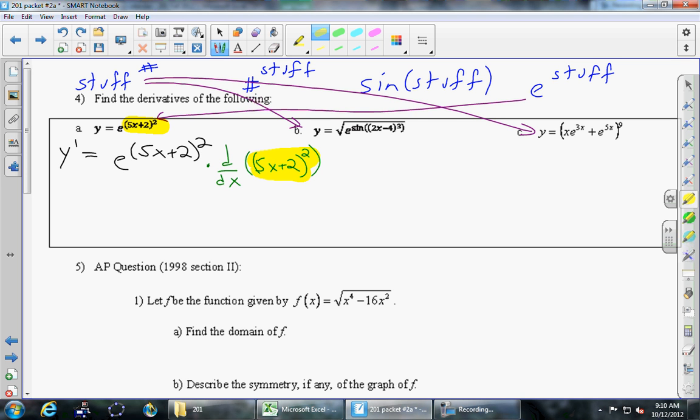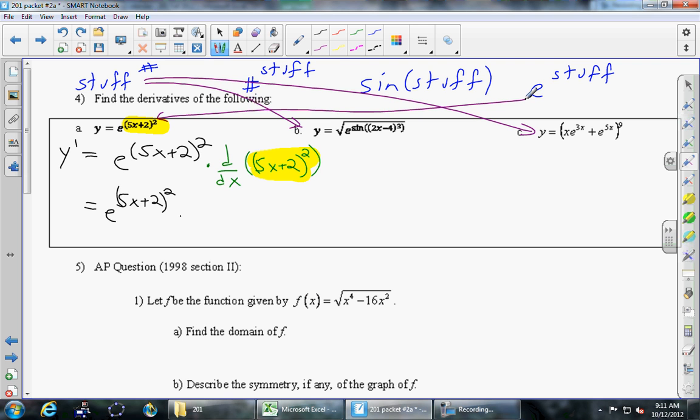5x, you see x's, that's what I'm calling stuff. So that's 5x plus 2 squared. That's another chain rule. It's a different chain rule. Stuff to a number. So let's copy the first part. That's just hanging out, waiting for us to finish. e to the 5x plus 2 squared times. And now remind yourself, look at the previous page. What's the rule for stuff to a number?